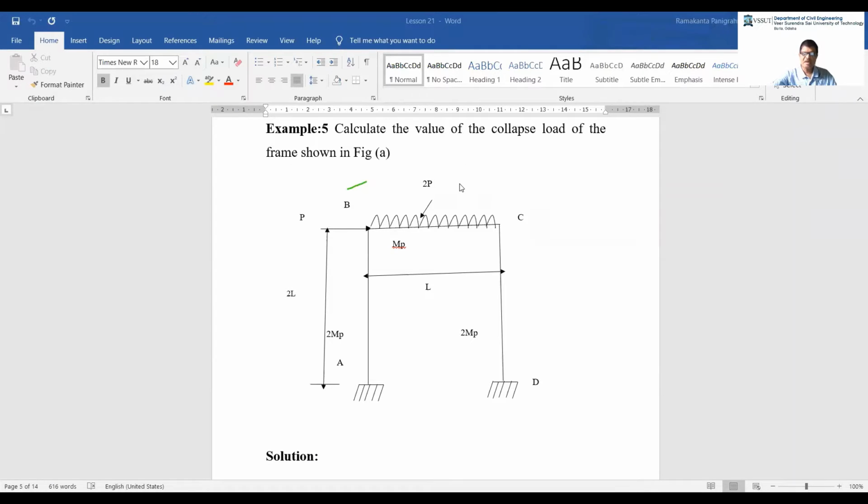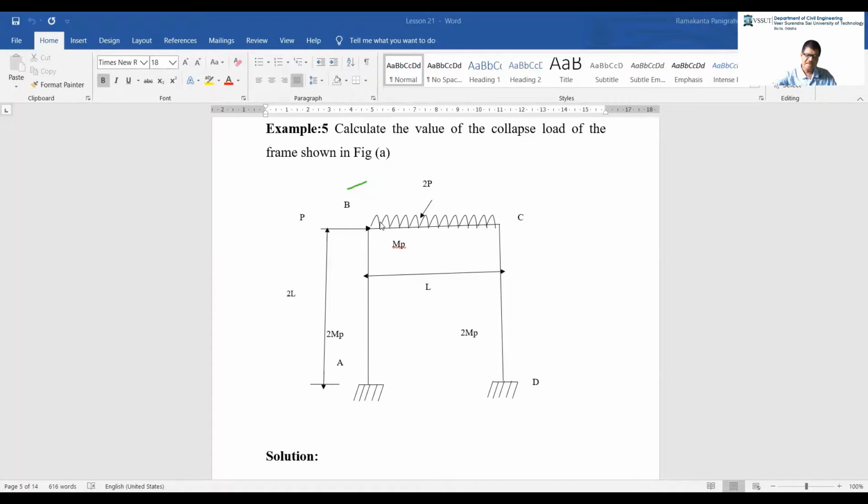In this example, it is given to calculate the collapse load of the frame. This frame is shown like this. Here, MP is the value given on this beam, and 2 MP is the value given on the columns. Now, the length is L here, and this length is 2L. Total load given is 2P here. The load is applied at the joint B.